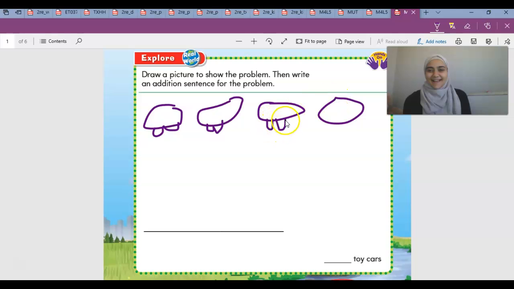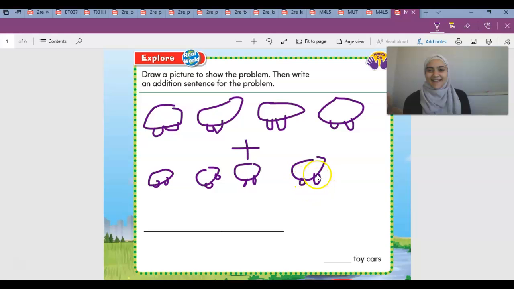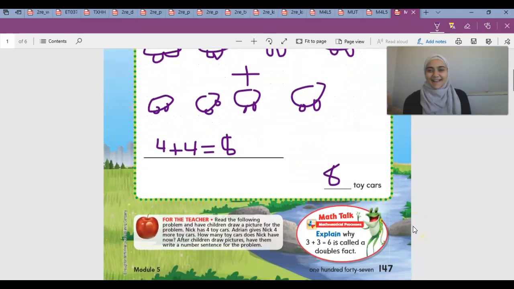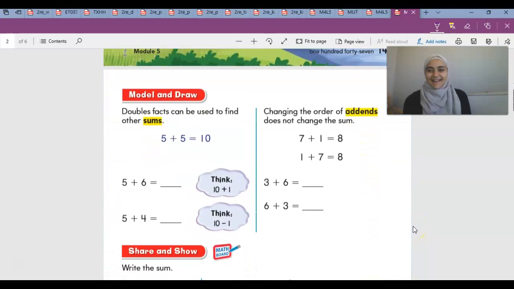And then Adrian gives him 4 more. So that's some more, means add. So then here's 1, 2, 3, 4. And then it says write a number sentence. That means what plus what. So you're going to say 4 plus 4 is what, class? 8. Very good. So how many toy cars does he have now? 8. Very good. So this is going to be pretty easy. All right, let's keep going.